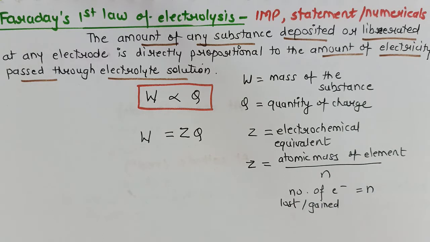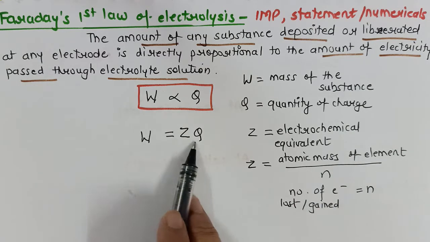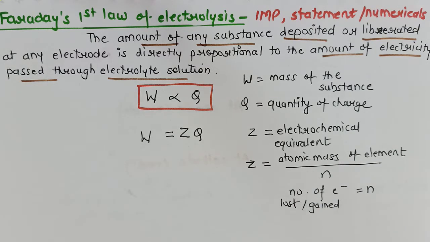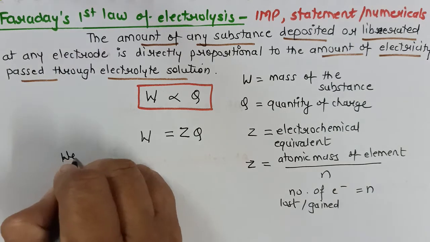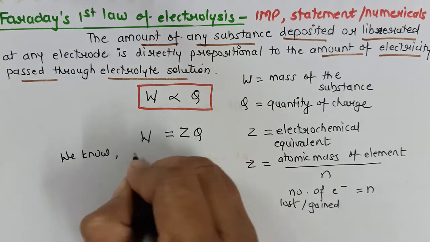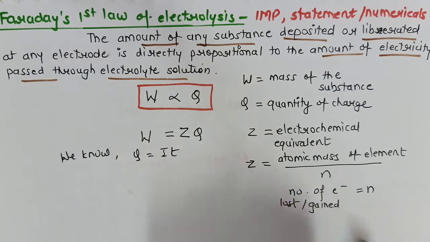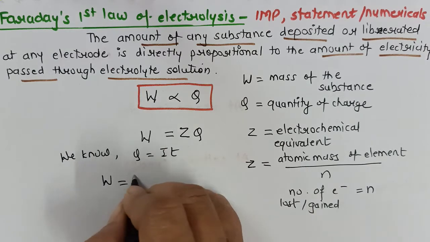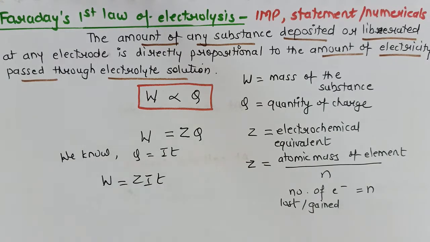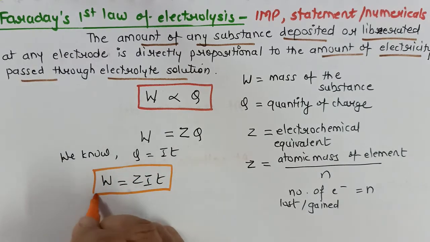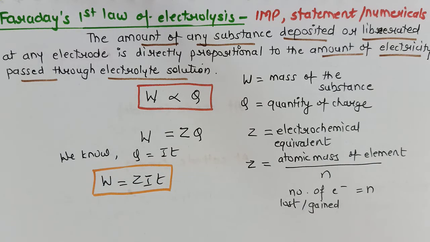So finally we have got the formula W equals Z into Q. But we know Q equals I into T, and therefore we can substitute Q. So we get W equals Z into I T. This will be the formula based on which you will have numericals.